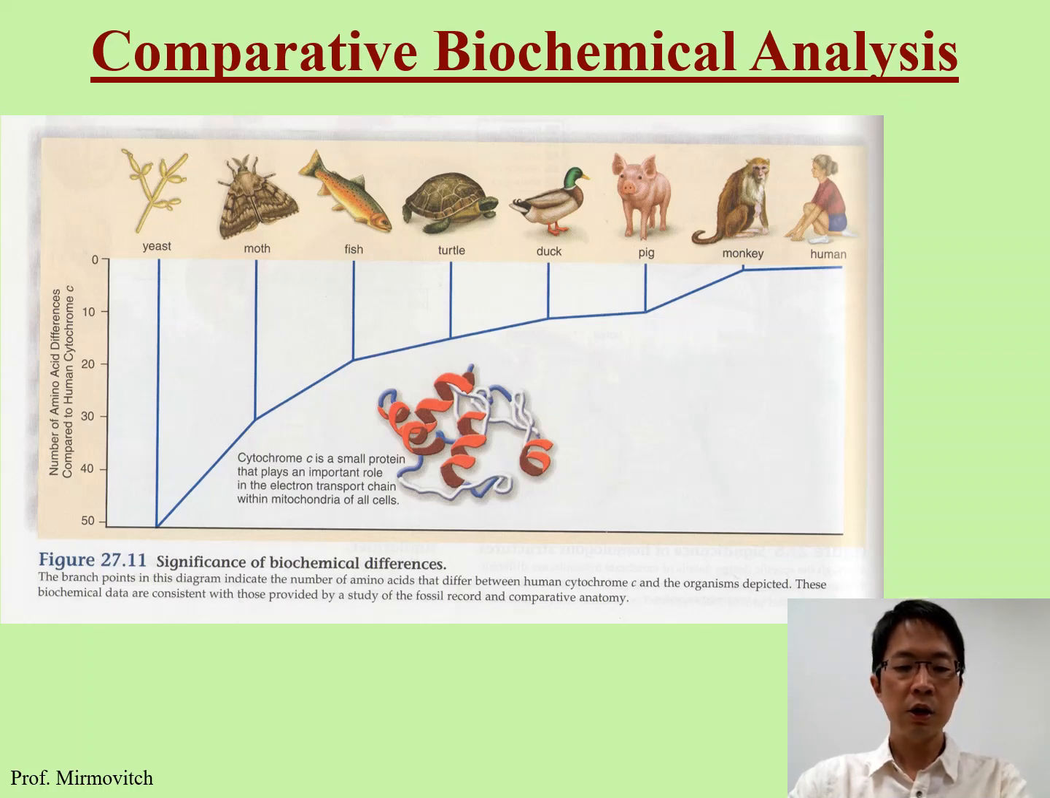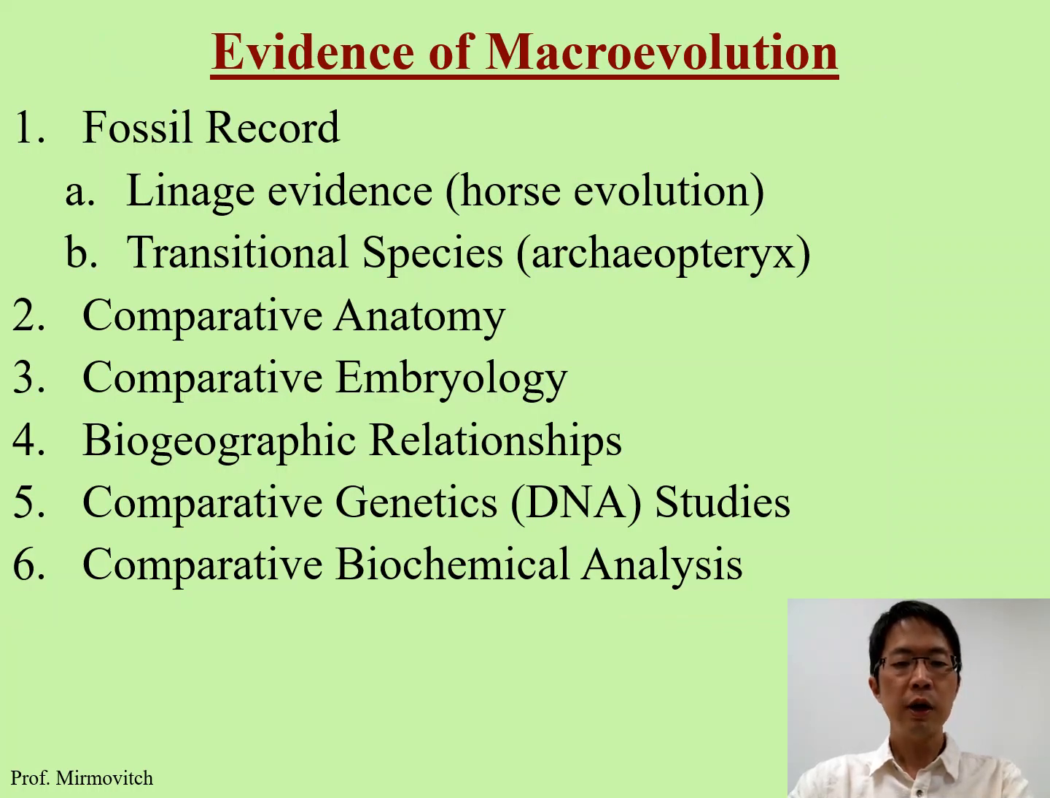So this is the result of comparing the cytochrome C with different animals from yeast, moth, fish, turtle, duck, pig, monkey, and human. Even yeast, they are living organisms, so they have cytochrome C for cellular respiration. They have at least 50 amino acids that are different from human being in cytochrome C. So fish you have approximately 20 amino acids different from human being. So we showed you 6 evidence for macroevolution so far. You need to know all 6, unfortunately, yes.